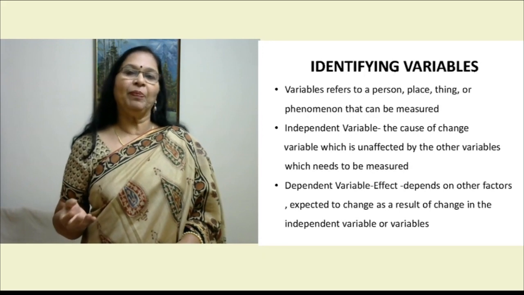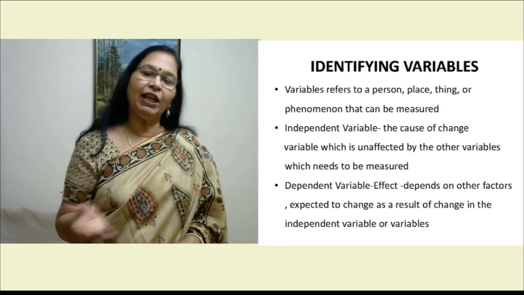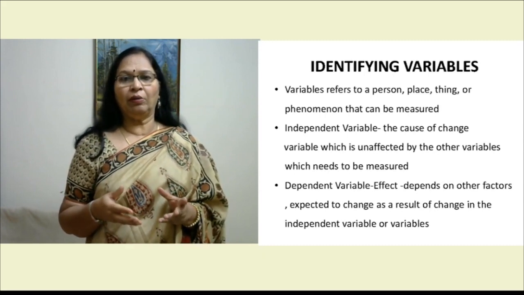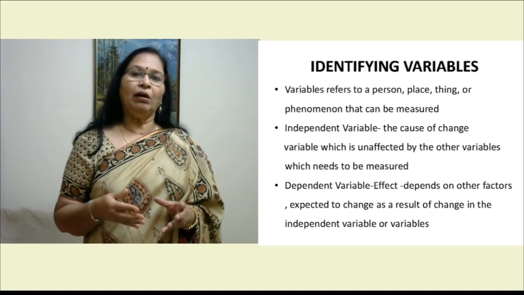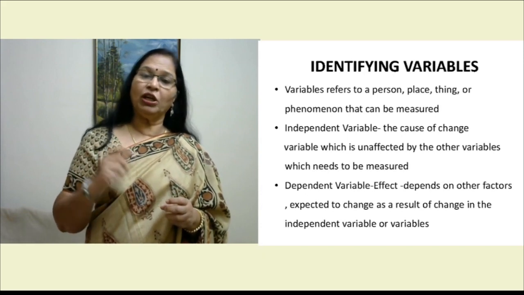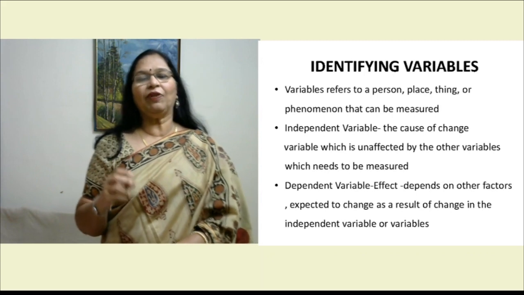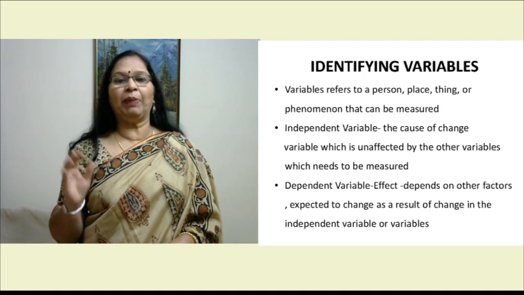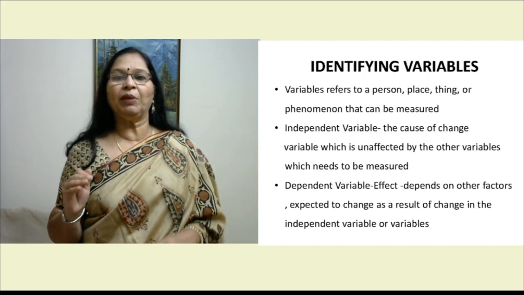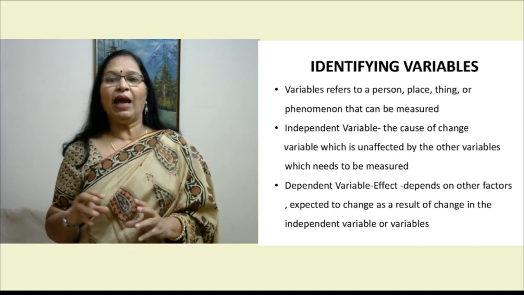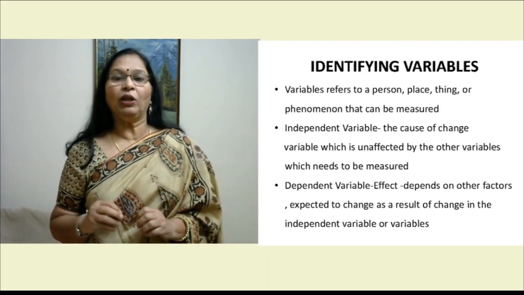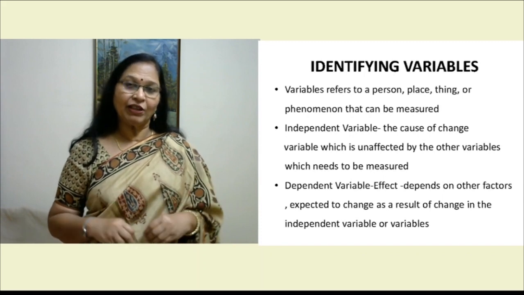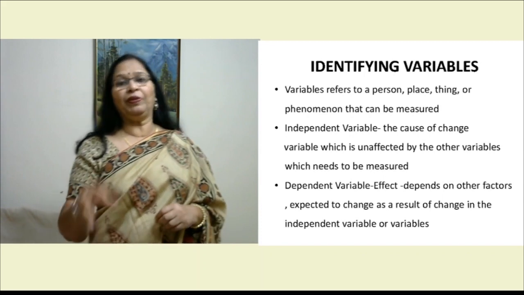Age, for example, is not going to be affected by any factor in your study on earning. So earning is dependent on age. Age is not dependent on earning. So when we identify variables which are not affected by the study area, we call them independent variables. These variables are unaffected by other variables, and they need to be measured. On the other hand, you have what are called dependent variables. Dependent variables are the variables which are affected by the independent variables.